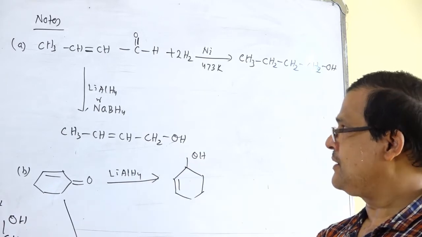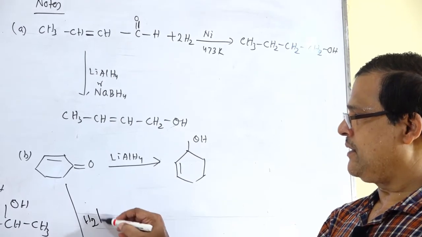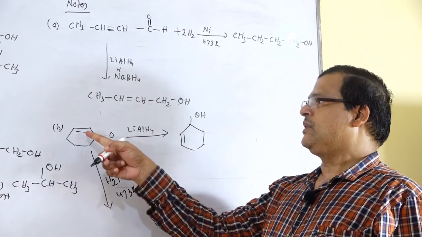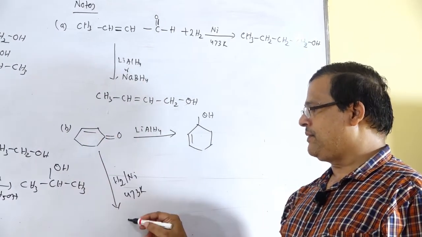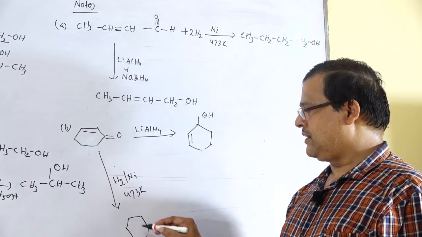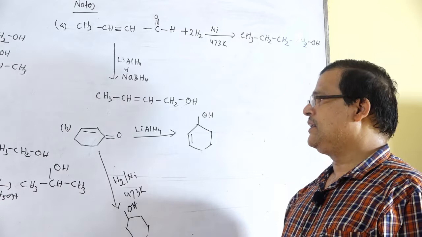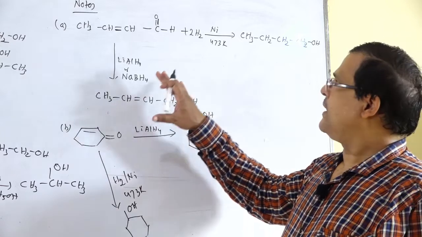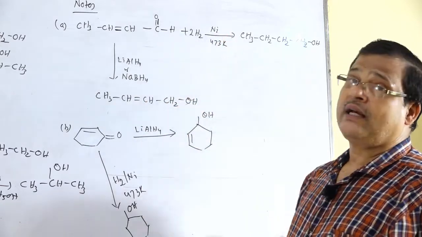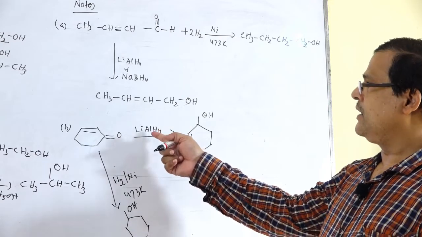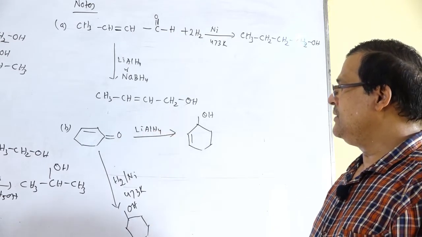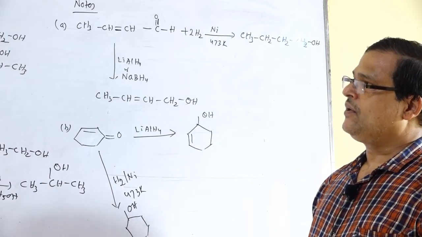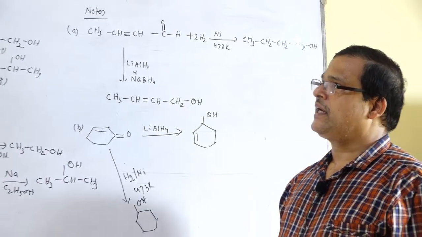If the same substance is treated with hydrogen in the presence of nickel at 473 Kelvin, what will happen? Both this bond and this bond will break, forming cyclohexanol. That is the formation of this compound, cyclohexanol. So this is this portion. Hydrogen in the presence of nickel acts as a stronger reducing agent in comparison to LiAlH4 or sodium borohydride. So this is regarding the methods of preparation of alcohols from reduction of aldehydes and ketones.